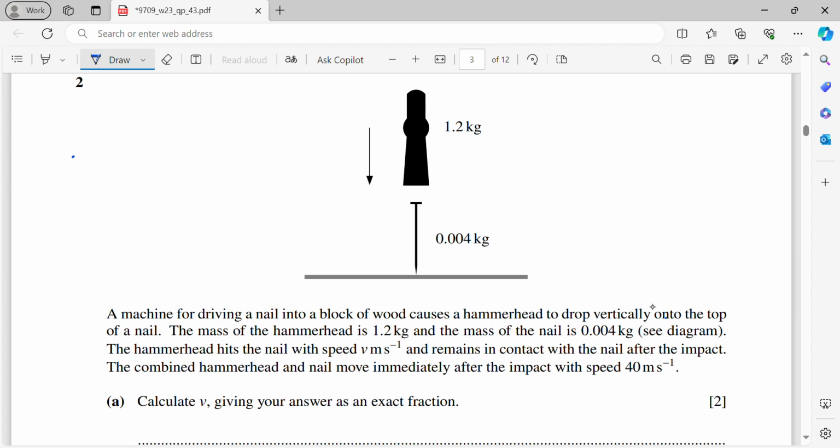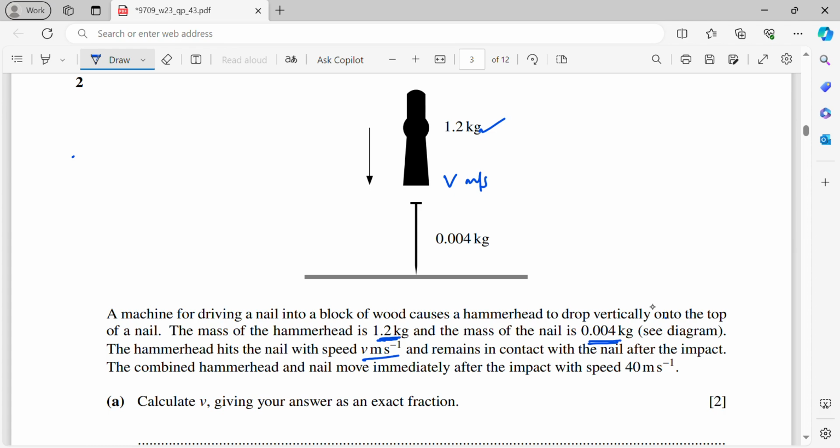The mass of the hammerhead is 1.2 kilograms and the mass of the nail is 0.004 kilograms. Now, the hammerhead hits the nail with speed v meters per second, right, here is v, and remains in contact with the nail after the impact. Now, the combined hammerhead and nail move immediately after the impact with a speed of 40 meters per second.